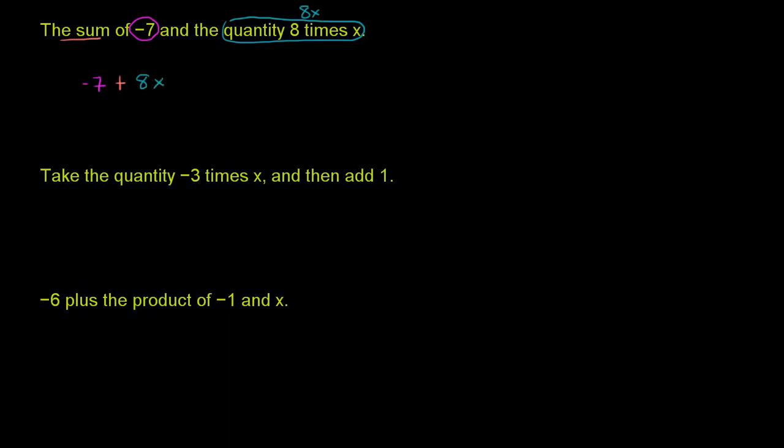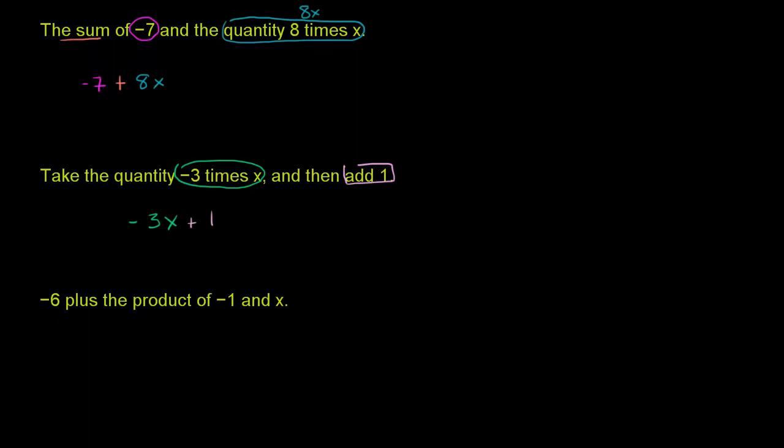Let's do the next one. Take the quantity -3 times x. And then add 1. So the quantity -3 times x, we can write that as -3x. And then we need to add 1 to that. So that's going to be plus 1.